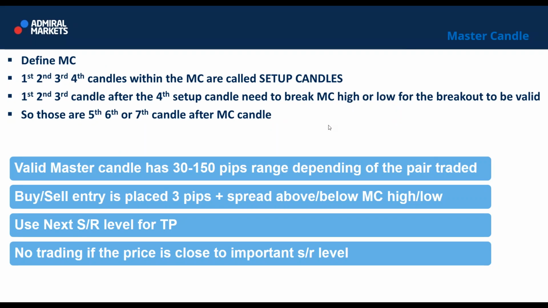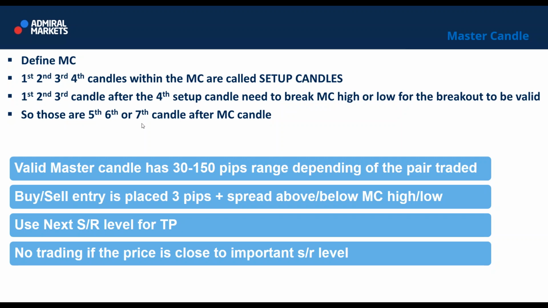So first, these are the rules. This is the cheat sheet, so you need to remember these rules. Of course, this webinar is recorded and will be uploaded, but you see it here. Define the Master Candle. The first, second, third, and fourth candles within the Master Candle are called setup candles. The first, second, and third candle after the fourth setup candle need to break the Master Candle high or low for a breakout to be valid.